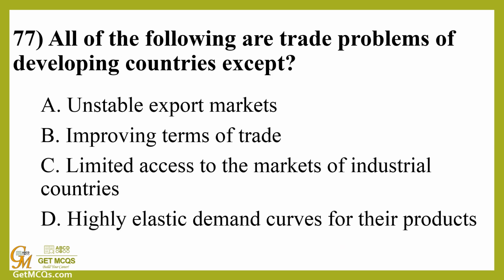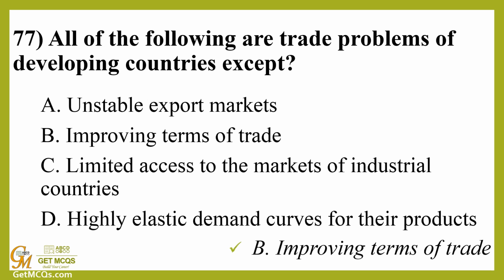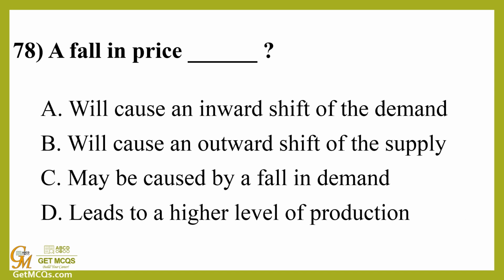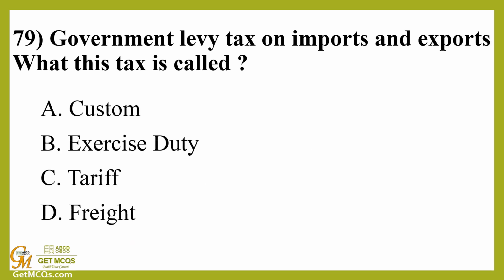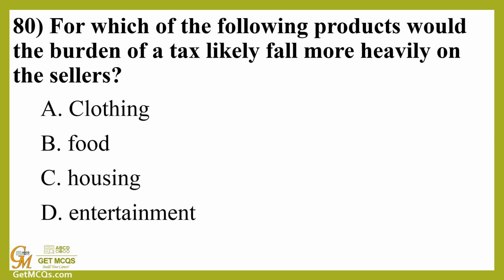77. All of the following are trade problems of developing countries except b. Improving terms of trade. 78. A fall in price? C. May be caused by a fall in demand. 79. Government levy tax on imports and exports. What is this tax called? C. Tariff. 80. For which of the following products would the burden of a tax likely fall more heavily on the sellers? D. Entertainment.